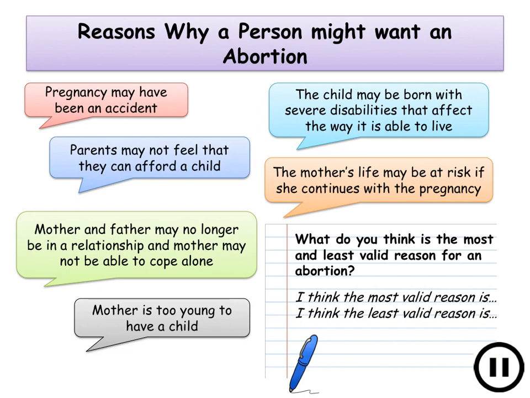If it happens before 24 weeks and two doctors agree to a number of conditions, including the fact that the mother's life could be at risk, that the child may be born with severe mental or physical disabilities, that it could have a serious effect on the mother's mental or physical health, and that it could have a serious effect on the mental or physical health of existing children. If one of these conditions is fulfilled, then an abortion is allowed to take place in the UK.